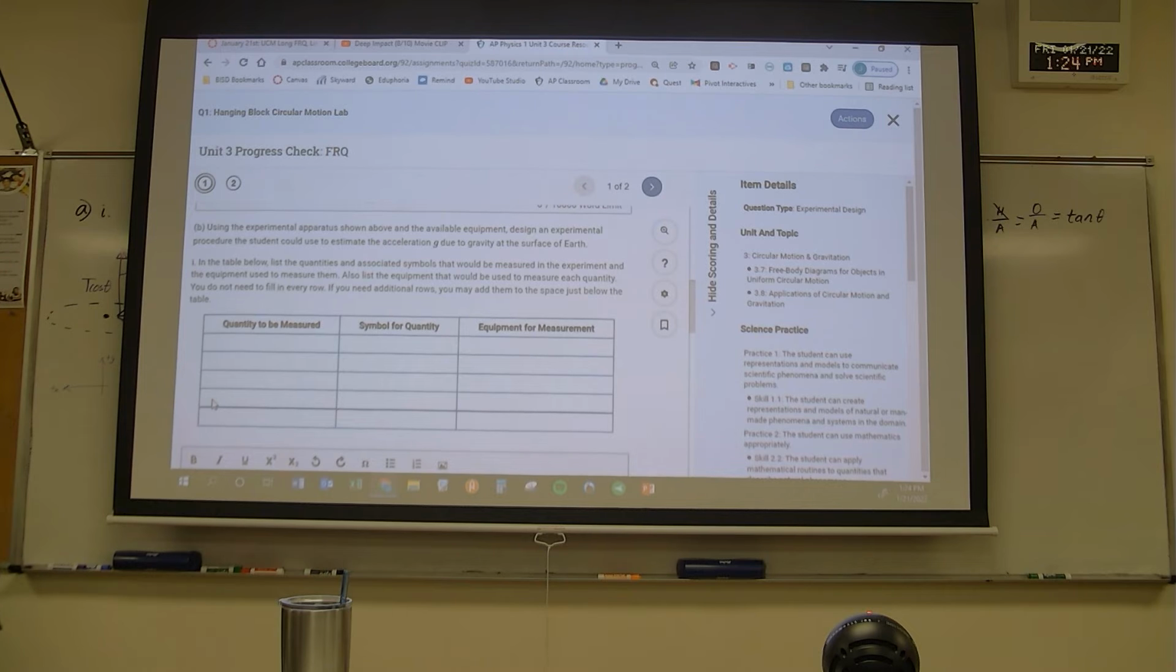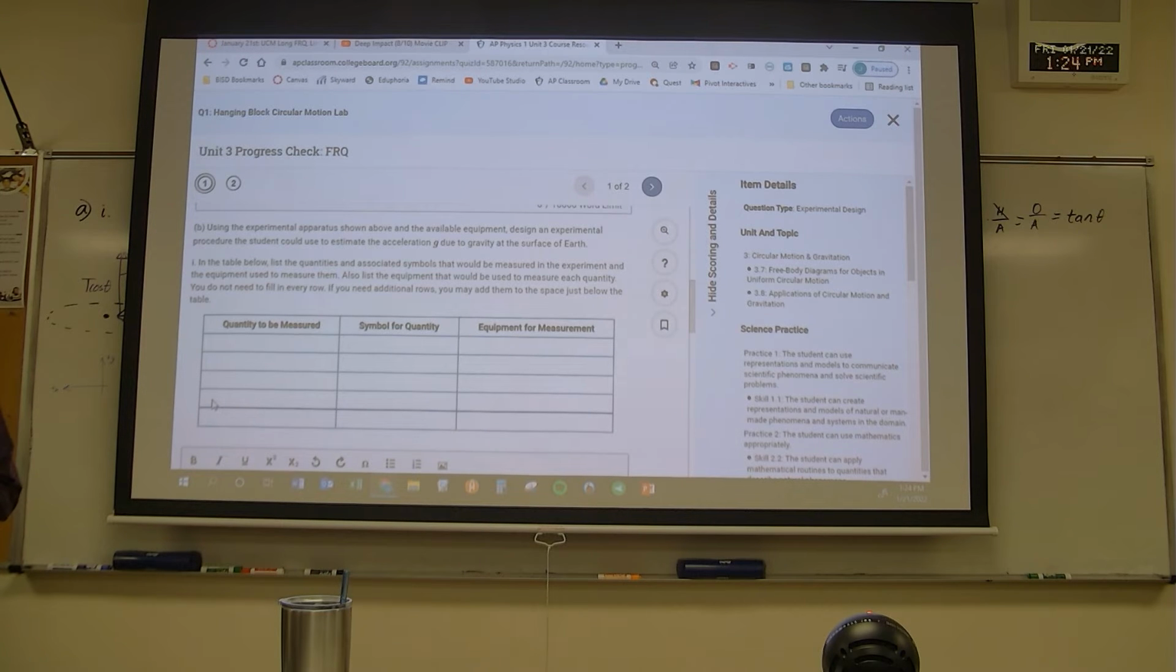Using the experimental apparatus shown above and the available equipment, design an experimental procedure the student could use to estimate the acceleration g due to gravity at the surface of Earth. B-I, in the table below, lists the quantities and associated symbols that would be measured in the experiment and the equipment used to measure them. Also lists the equipment that would be used to measure each quantity. You do not need to fill in every row. If you need additional rows, you may add them to the space below the table.